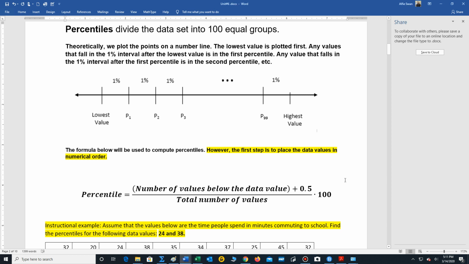Okay, people, let's turn to page 2 of our packet. We're going to talk about percentiles. Now, percentiles are the second type of measures of position in section 3.3. Percentiles divide the data set into 100 equal groups.